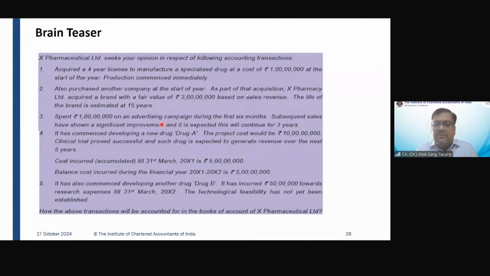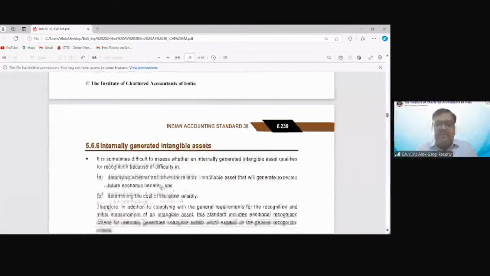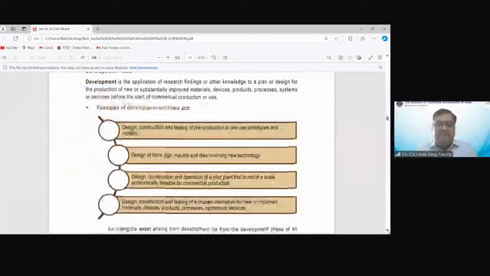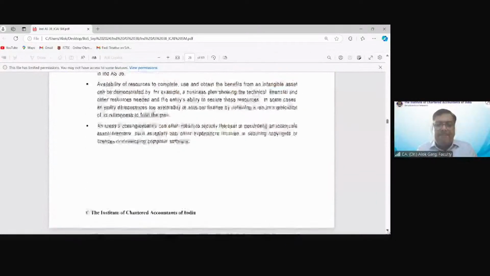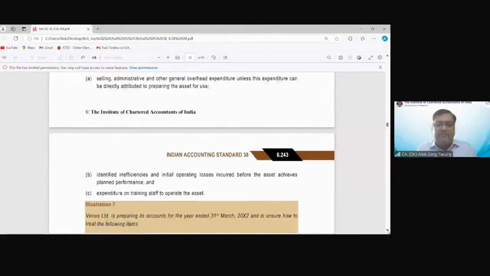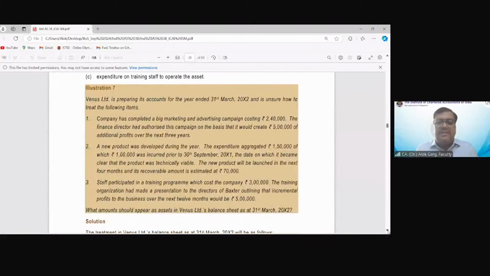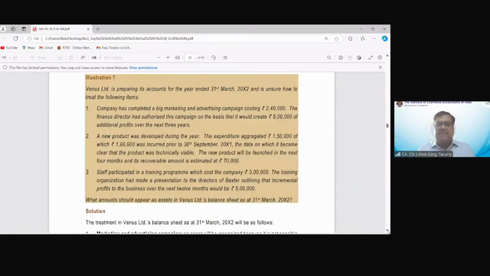So let me take you directly to the ICAI study material, and there we will do one question. Illustration number 7. I hope this ICAI study material is visible. Visible? Illustration number 7. Yes. Venus Limited is preparing its accounts for the year ended 31st March 2002 and is unsure about how to treat the following items.